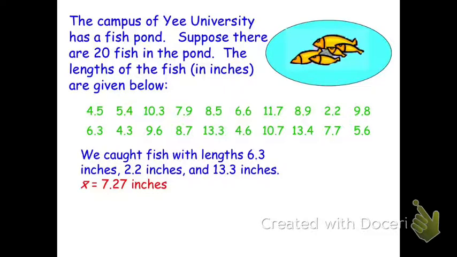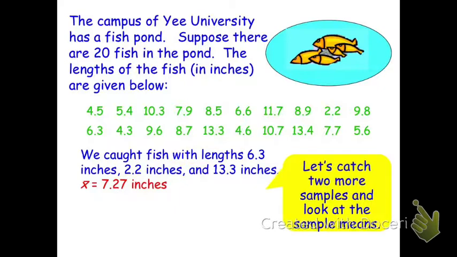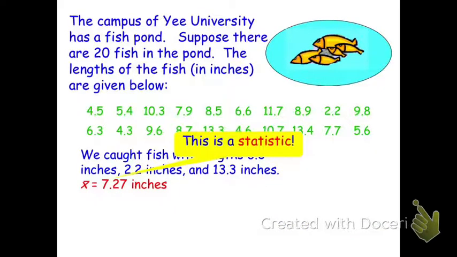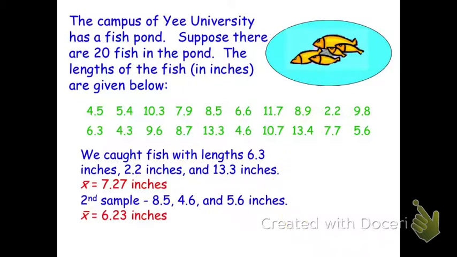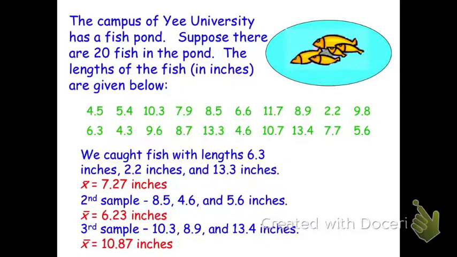So if I just caught 3 of the fish, it's a statistic. No, you shouldn't have gotten this yet. This is just catching 3. So taking a sample from that, it's just kind of going over the symbols. Taking a sample of those 3 fish, I got 7.27. Took another sample, took a third sample. What do you notice about all 3 samples? They're different. And they're different because every time I take a sample, I'm getting 3 different fish.